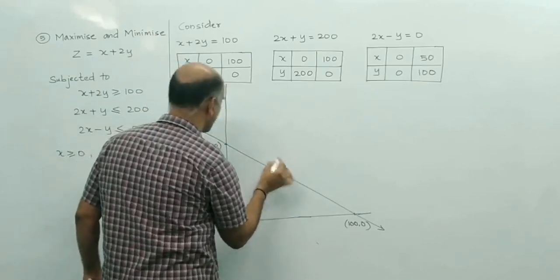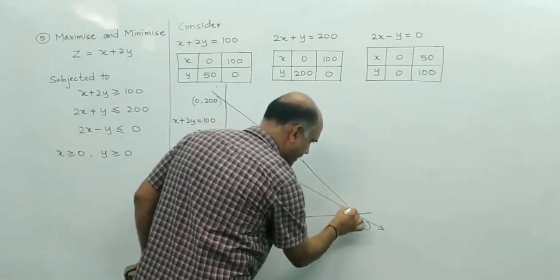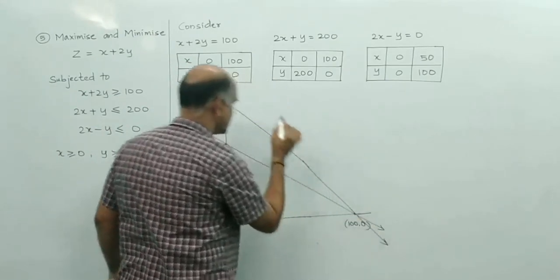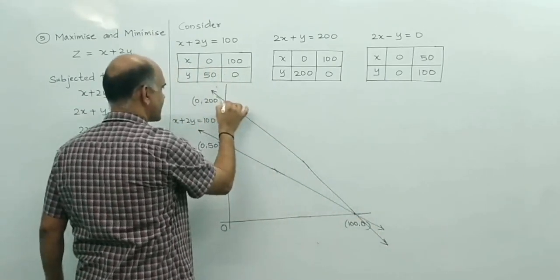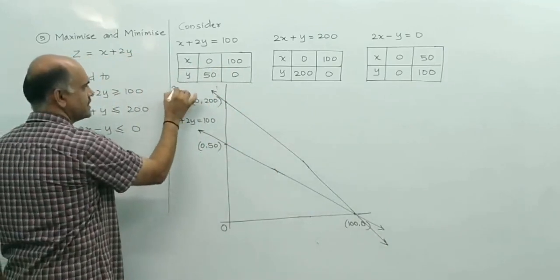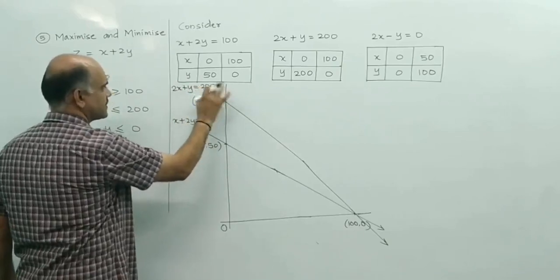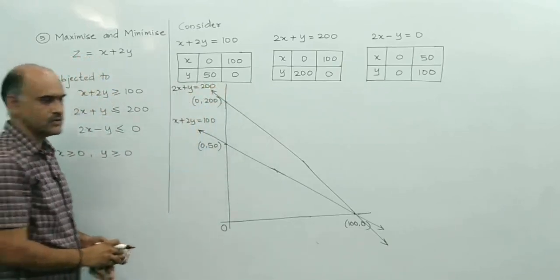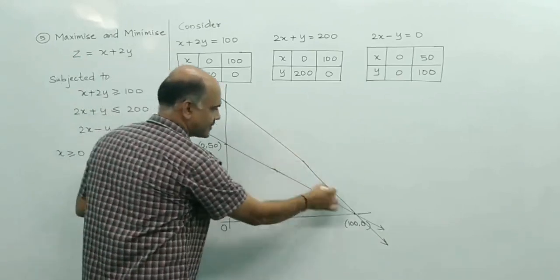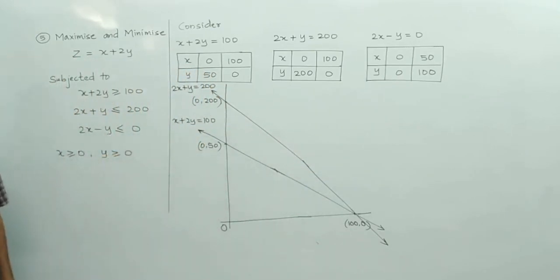So 100 comma 0 means it will pass through this point. This is our second line, 0 comma 200. The second line is 2x plus y is equal to 200. Using a scale you can draw properly, students. I am just drawing it roughly.